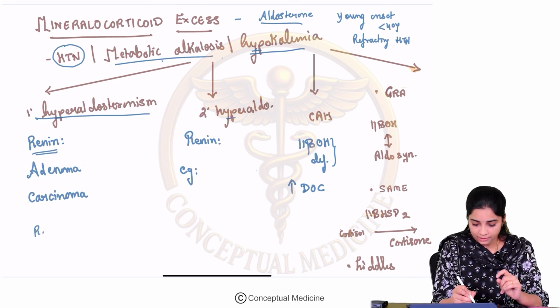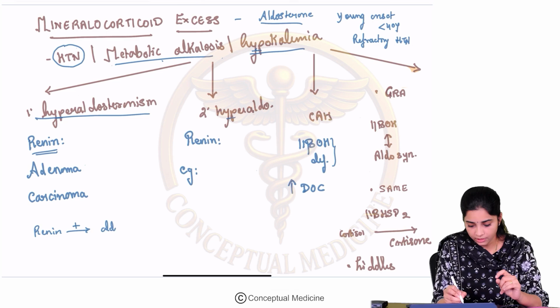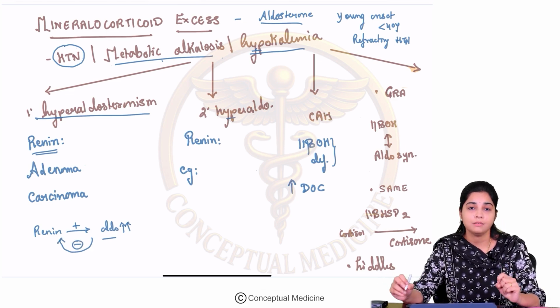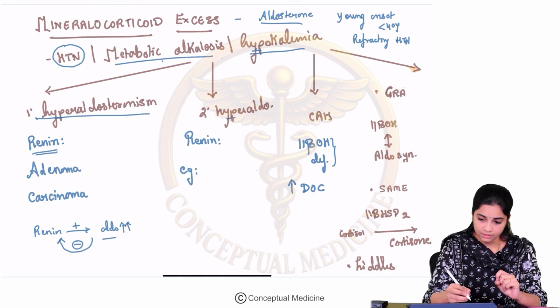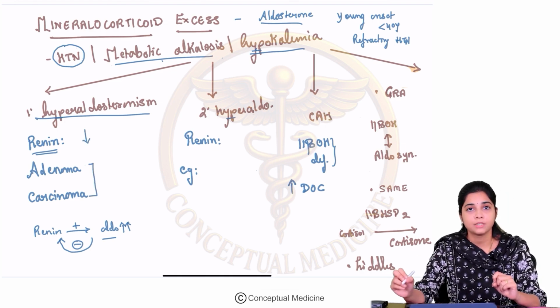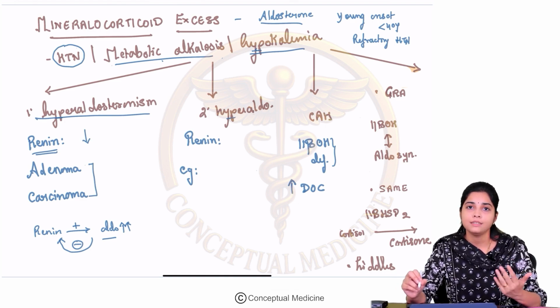We know that renin is basically responsible for stimulation of aldosterone, right? So whenever there is hyperaldosteronism, this is going to cause a feedback inhibition of renin. So in primary hyperaldosteronism, the renin will be suppressed. Okay. What are the causes for primary hyperaldosteronism? Causes are adenoma or adrenal carcinoma. Adrenal adenomas and adrenal carcinomas.